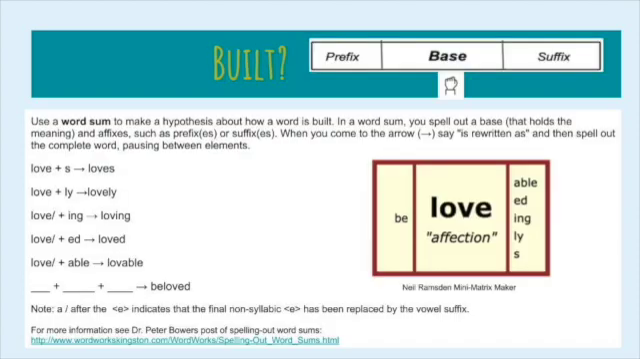Next we ask, how is it built? Love is a base, L-O-V-E. We can also explore words across the family using word sums and a matrix.